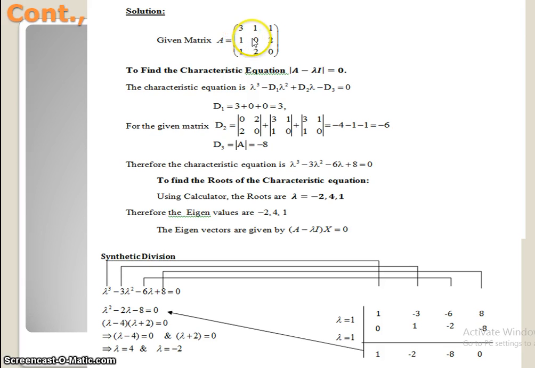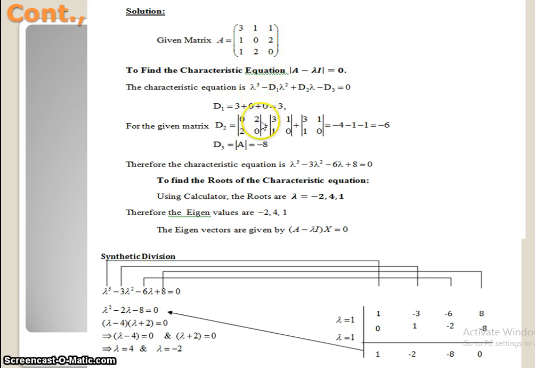So 3 plus 0 plus 0, so the answer is 3. Then d2 is the sum of the minors of the diagonal elements. First I can take the minor of the diagonal element. First I fix 3, so we omit the first column and first row. The remaining matrix is [0 2; 2 0].